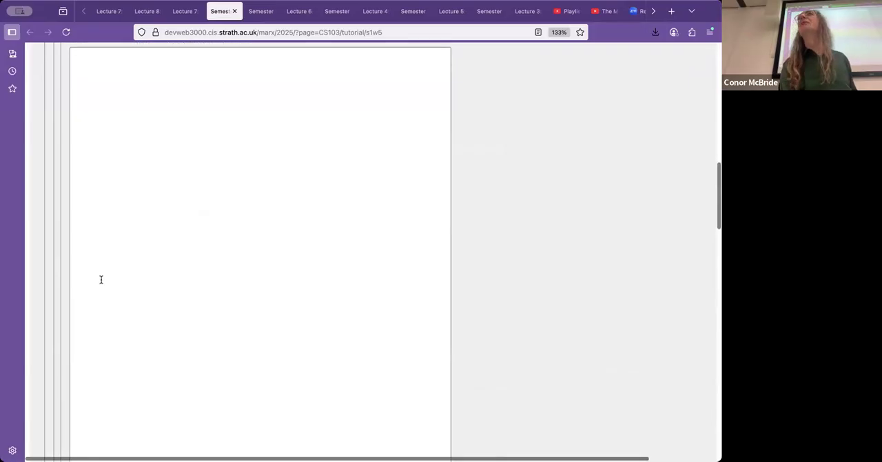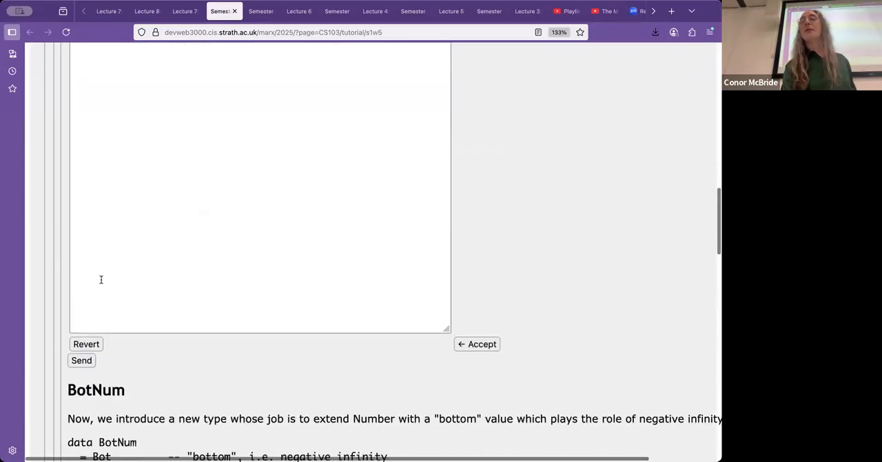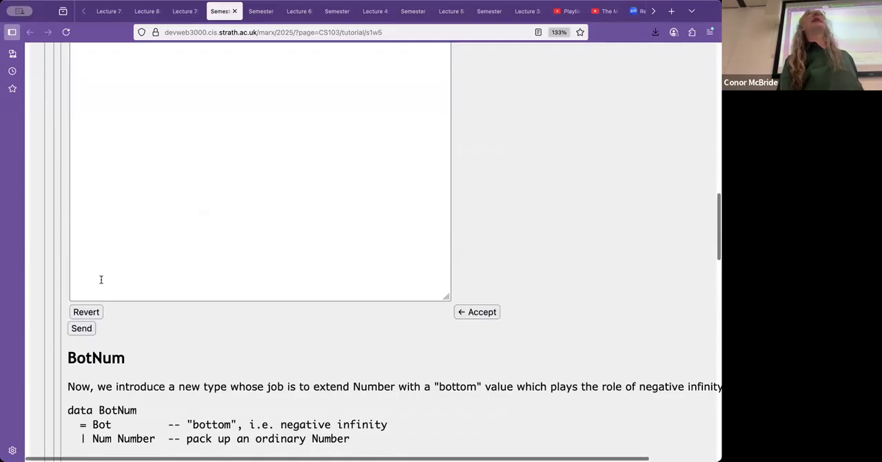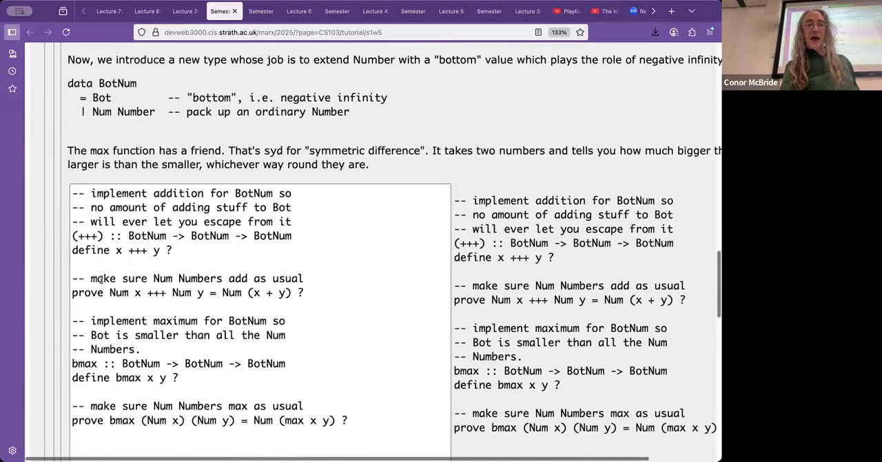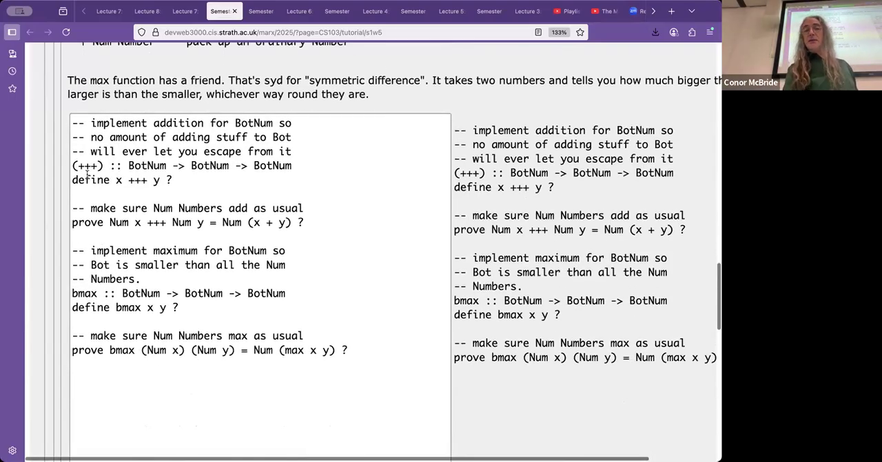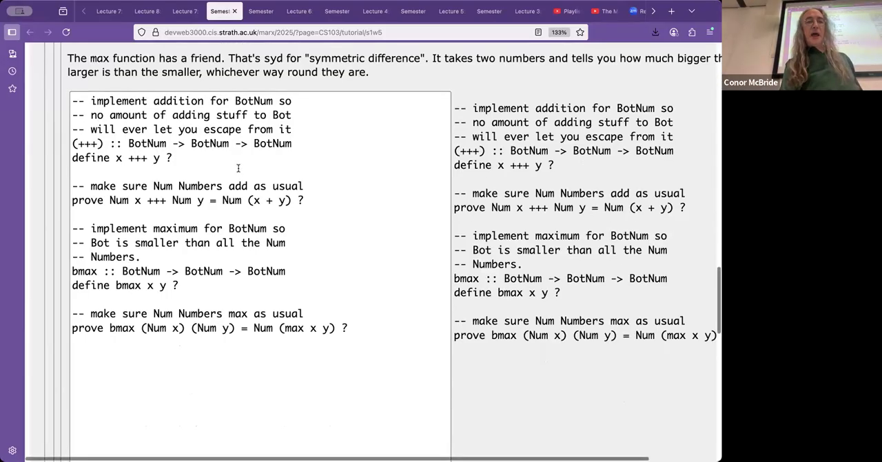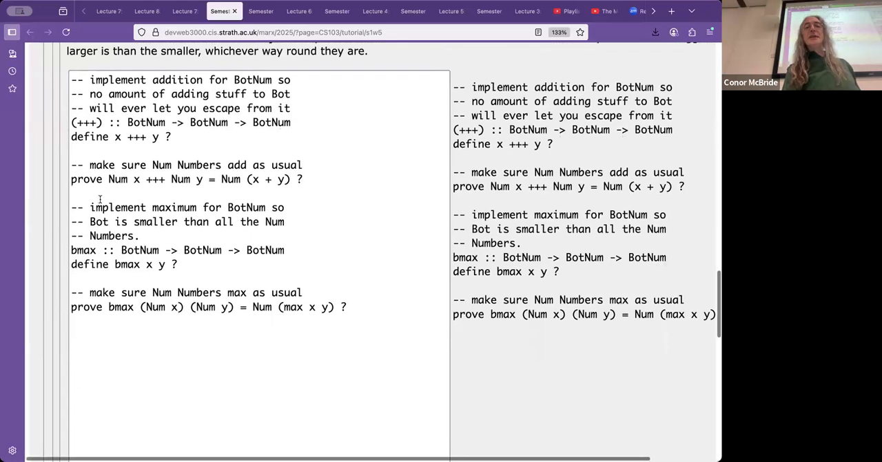Right? So with that information, you're being asked, so here you get an empty box in which to prove things about ordinary max that you might want to know, but the plan is you should leave this box blank until you discover what you need. And then I ask you to define triple plus for, which is just, you know, I'm just choosing a different plus-like symbol for bot num, and you're being asked to define B max for bot num, and you need to check that for ordinary numbers they work, it's business as usual.